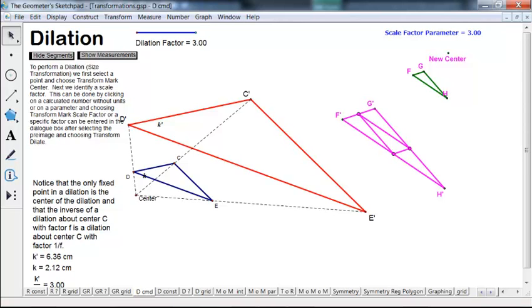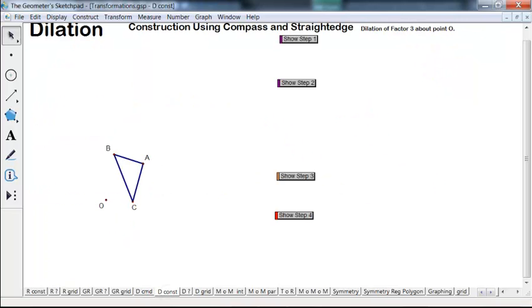Okay, so how can we go about constructing this? We've seen how to construct it in Sketchpad. How about a compass and straight edge construction? Now, I'm going to illustrate this with a factor of 3. If the factor is a whole number, then this is a pretty easy construction. So let's take a look at this example. O is going to be the origin or center of our transformation, and here's our figure, triangle ABC, which is going to be our preimage.